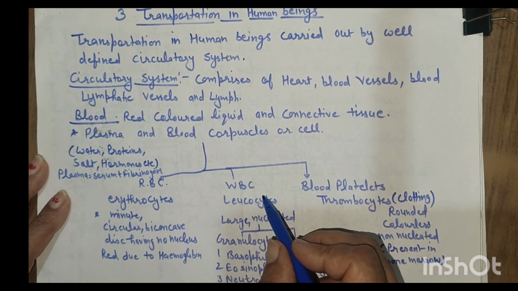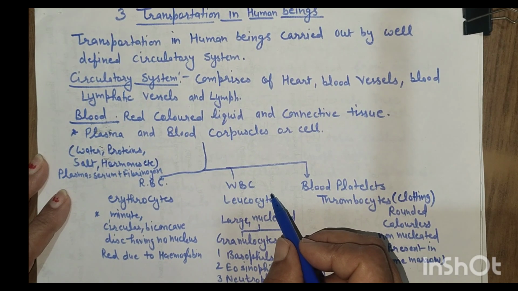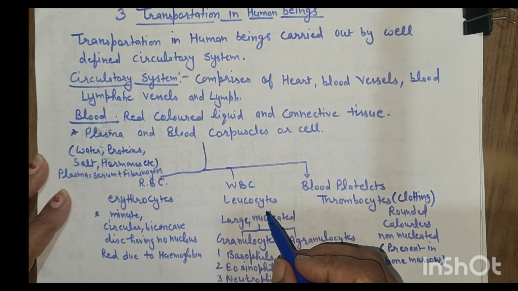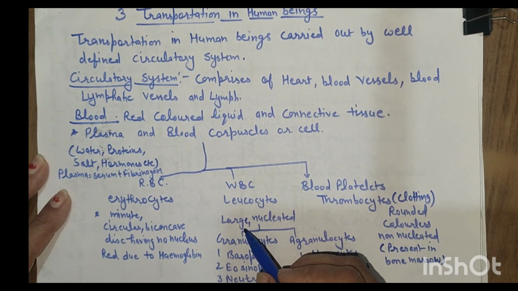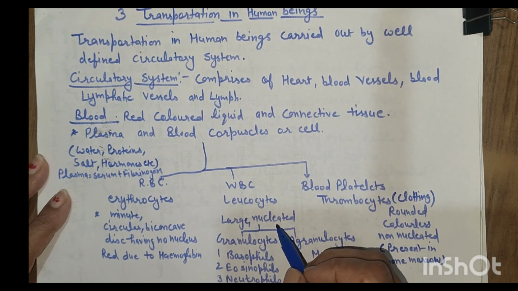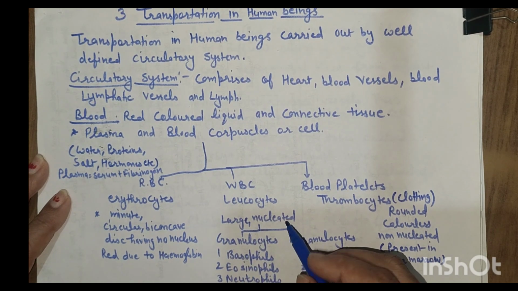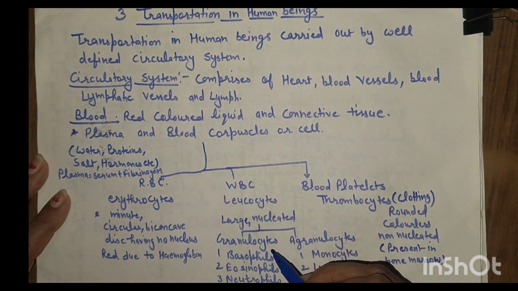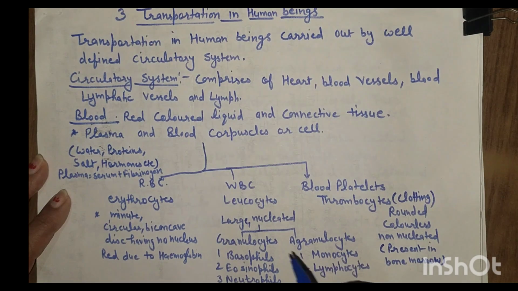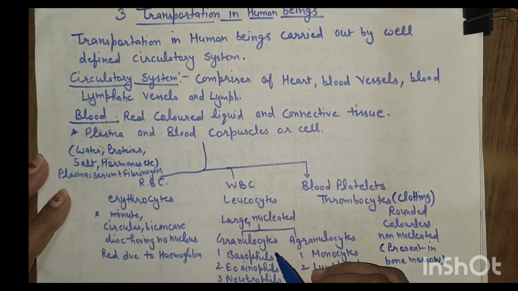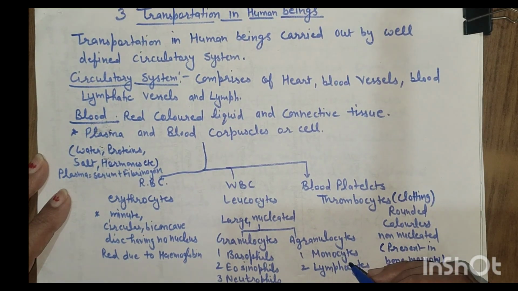WBCs are white blood cells, meaning they are colorless cells. They are also called leukocytes. These are larger than RBCs. These are nucleated, but RBCs are non-nucleated. They are of two further types: granulocytes and agranulocytes. Granulocytes are basophils, eosinophils, and neutrophils. Agranulocytes are of two types, monocytes and lymphocytes.